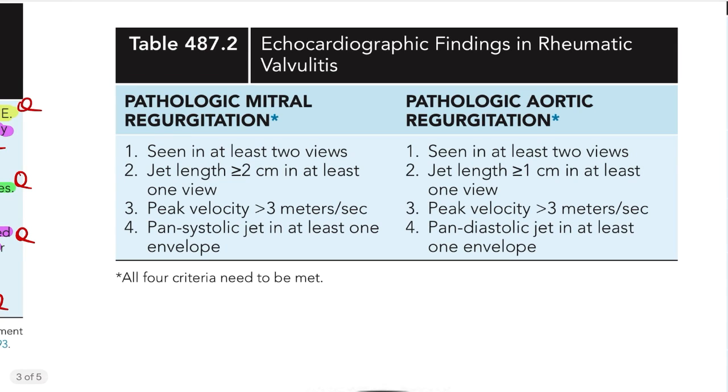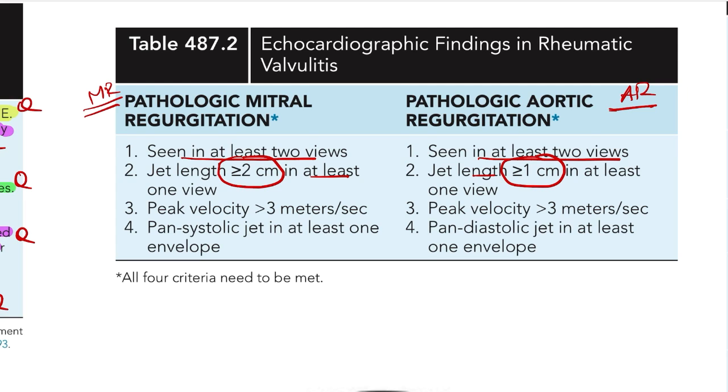Echocardiographic findings in rheumatic valvulitis. So if we are labeling any patient with MR, there have to be four criteria met. Similarly for AR, we'll compare both simultaneously. So just see, in MR it is seen in at least two views, that is same in this. Jet length is more than 2 centimeter in at least one view, and jet length is more than or equal to 1 centimeter in at least one view.